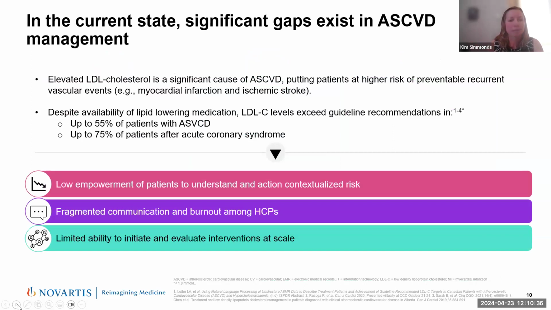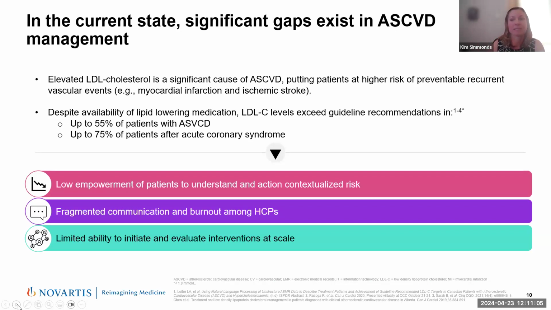And that even though people have this, lipid lowering medications, we still see all of these patients who end up going on to have secondary poor outcomes, right? And so we're trying to figure out what is going on. So patients maybe don't understand the risks. There is fragmented communication amongst the system, and that's when I talk about interoperability and digital enablement. And then there's a limited ability to figure out what's going on and then evaluate those.